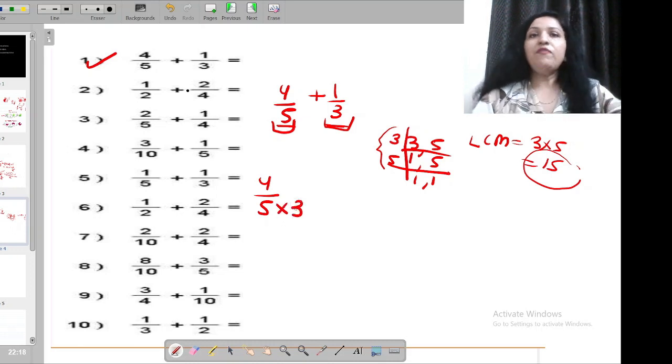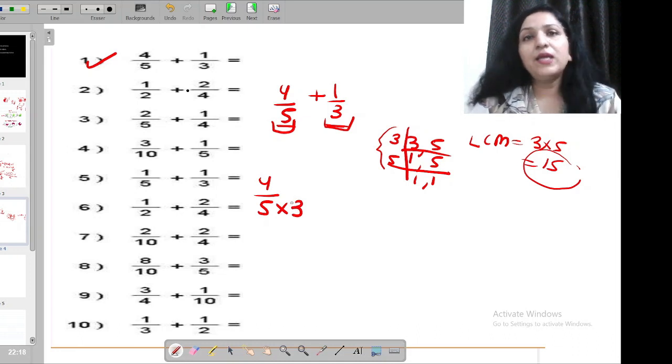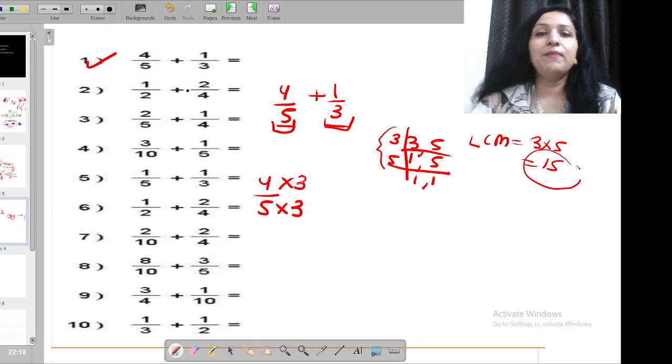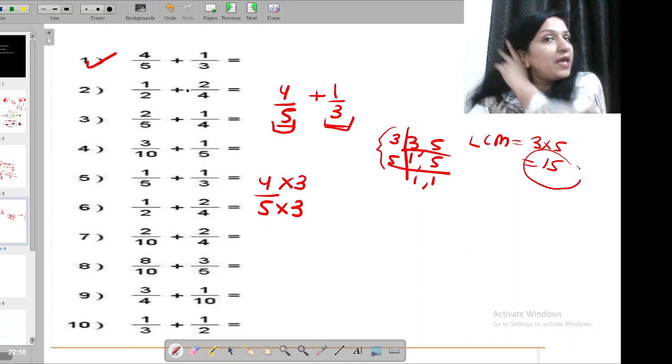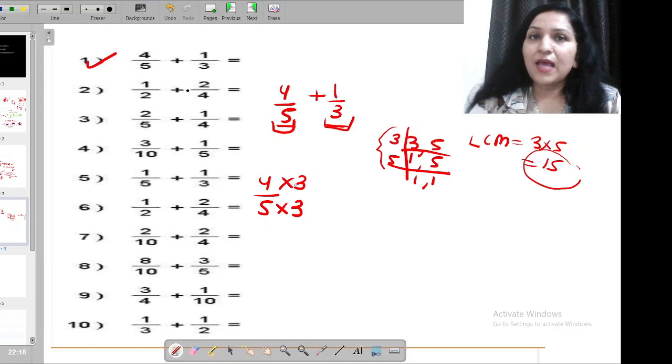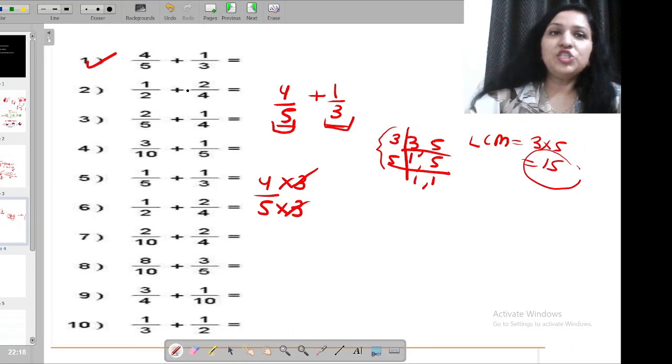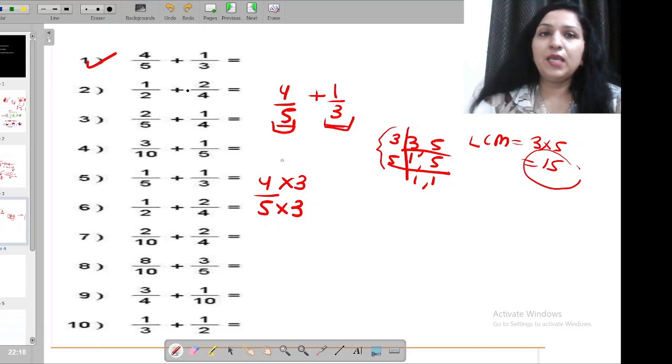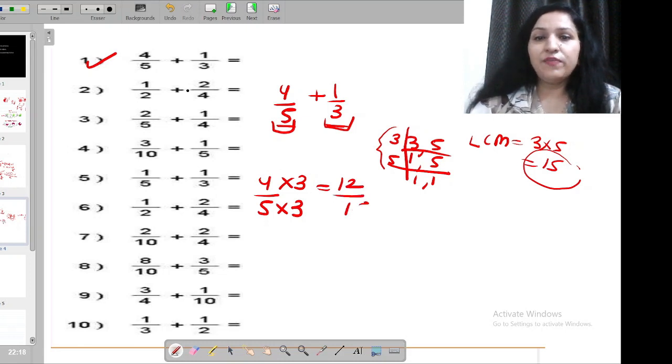Remember one thing, if you are multiplying the denominator by any number, the numerator also has to be multiplied by that number. We are making equivalent fractions. The fractions will just look different, but the value is the same. You see, ultimately 3 and 3 cancel, and the value is still 4/5. But I am just changing the way it looks to make my calculation easier. So 4 into 3 is 12. 5 into 3 is 15. The denominator of the first one is 15.